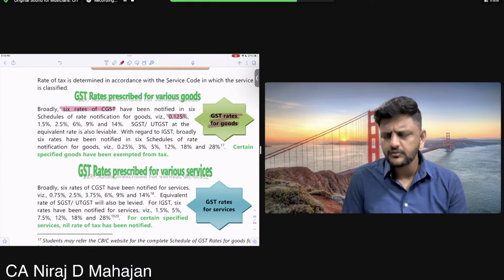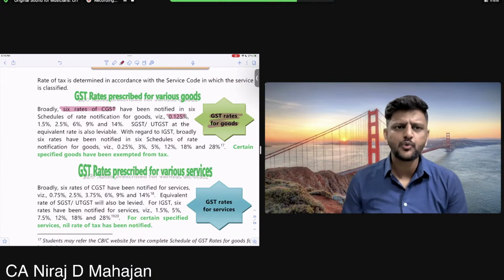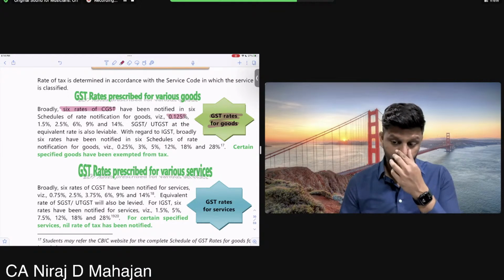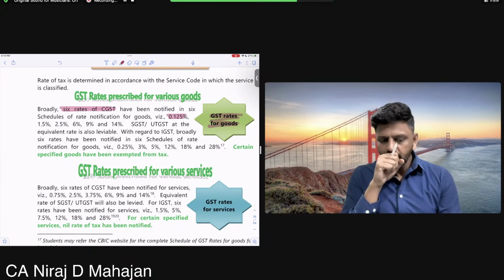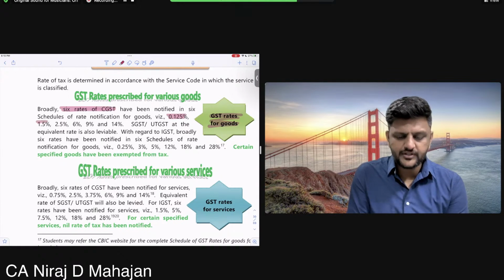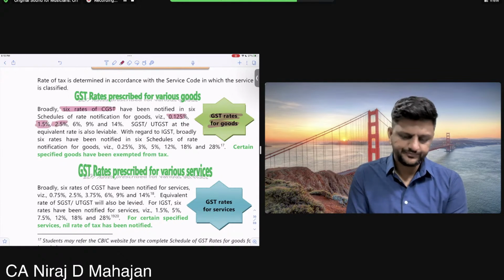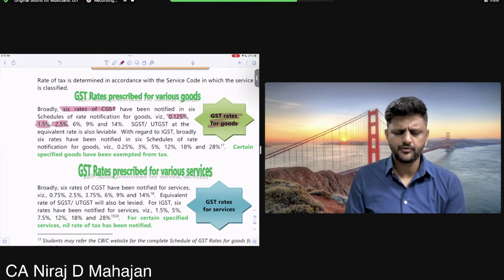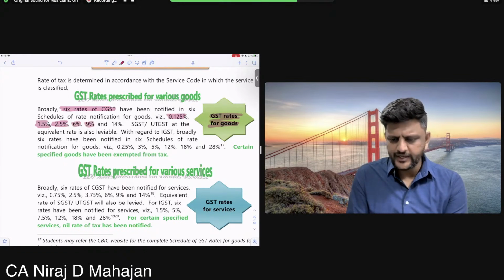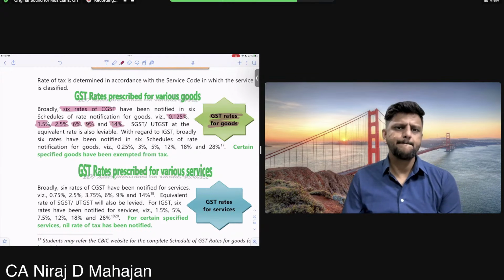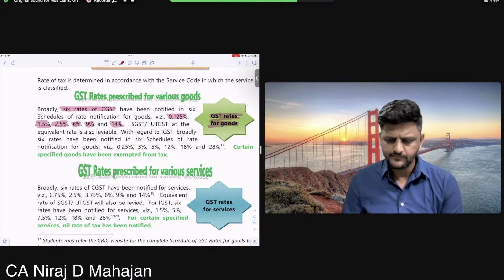0.125%. So 0.125 plus 0.125 means how much, bachcho? 0.25, na? Correct? Then 1.5, 1.5, 3. 2.5. Total tax I'm talking about: 5%, 12%, 18%, 28%. Clear, everybody?